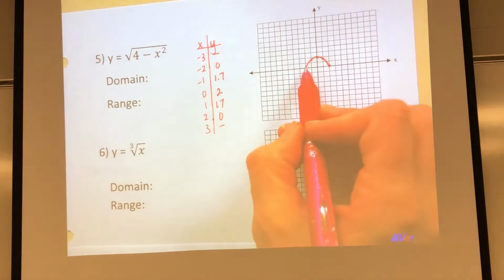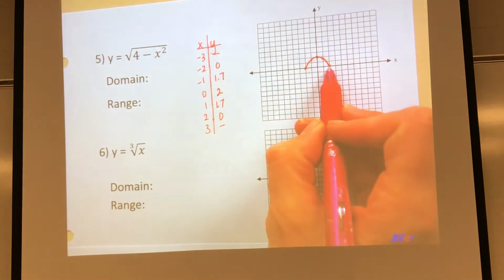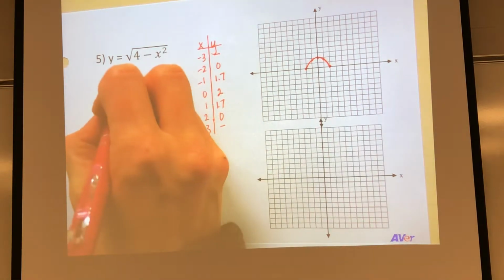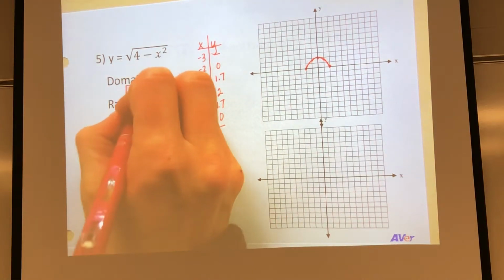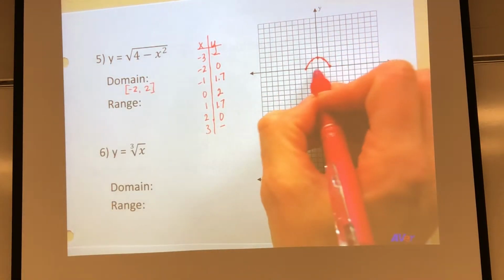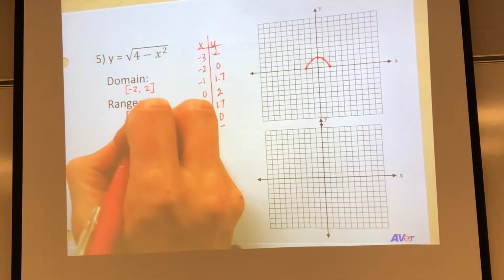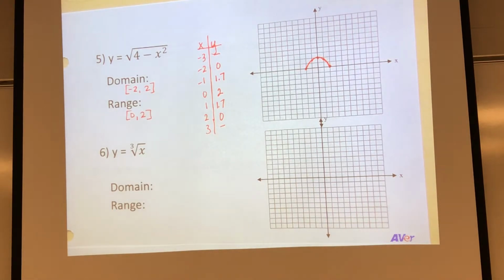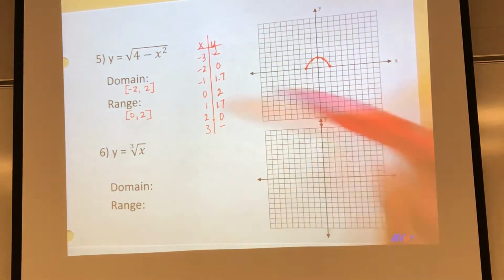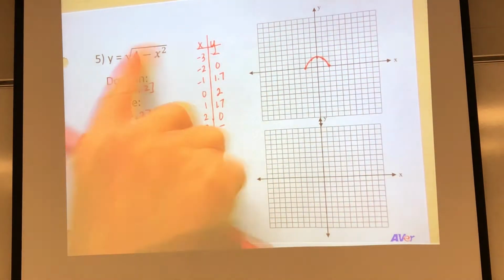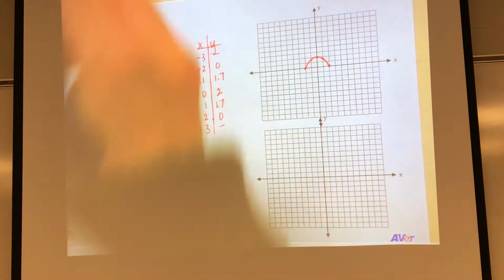So its domain starts here and ends here. So it starts at -2 and ends at 2. Its range starts at 0 and goes up to 2. Now the reason that I knew that it did that is because I tried -3 and 3 and those didn't work. But I also used something that we learned in section 1.2.